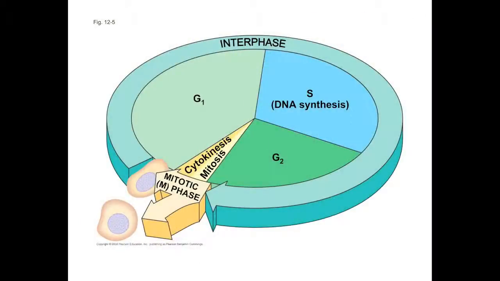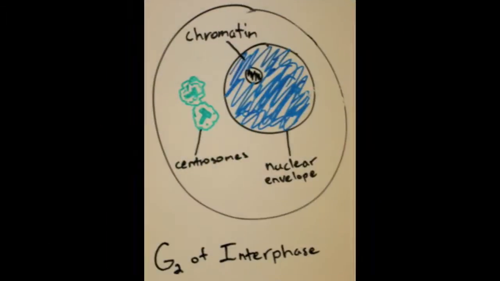Yeah, let's do that. Interphase is a preparatory stage for mitosis. A cell spends 90% of its time in interphase. There are three parts to interphase: G1, S, and G2. G1 and G2 are periods of cell growth. During S phase, the DNA replicates. After G2, the cell enters mitosis.